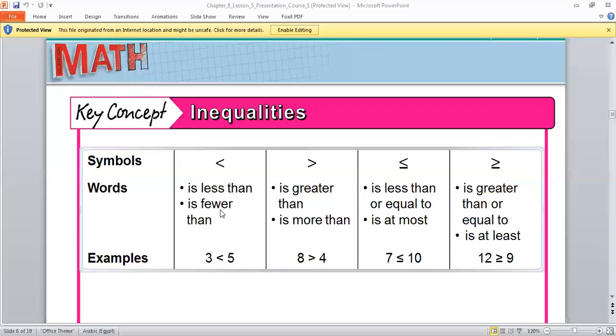I need Khalid to read the first, Muhammad to read the second, Turkey to read the third, and Abdullah to read number 4. Read the first one, please. Is less than, is fewer than. Again, how can I read it? Less than, is fewer than. The second one, Muhammad. Is greater than, is more than. So this symbol means greater than, or more than.